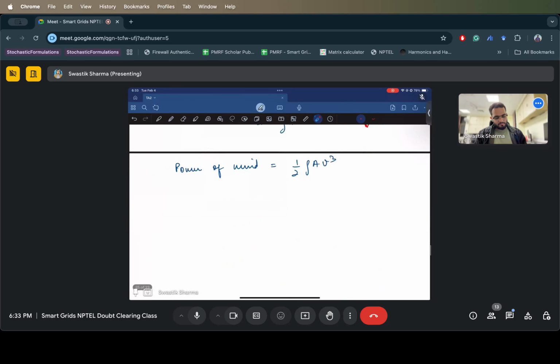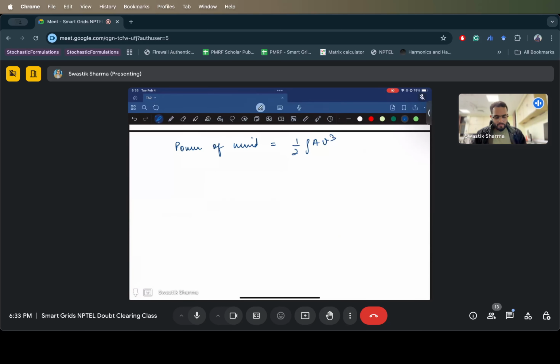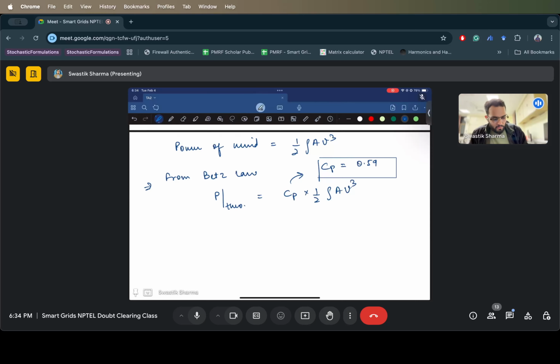But this is theoretically how much we can get. From Betz's law, power is equal to Cp times half rho a v cube, where Cp is nothing but 0.593, whatever, 59.3 it gave. So we can only get 59.3% back from the total wind power that is over there.